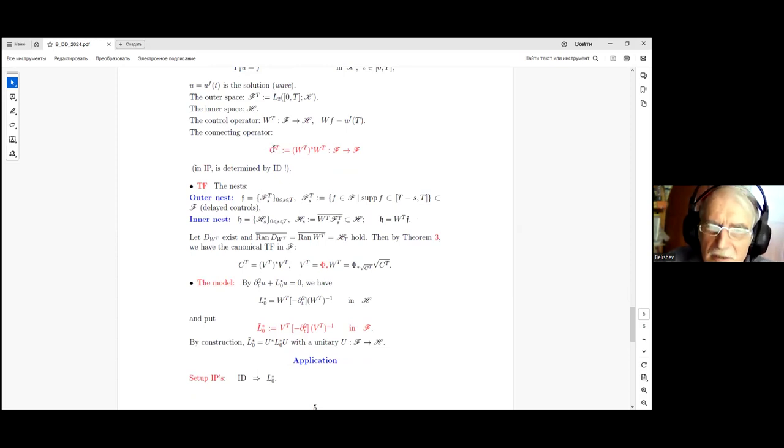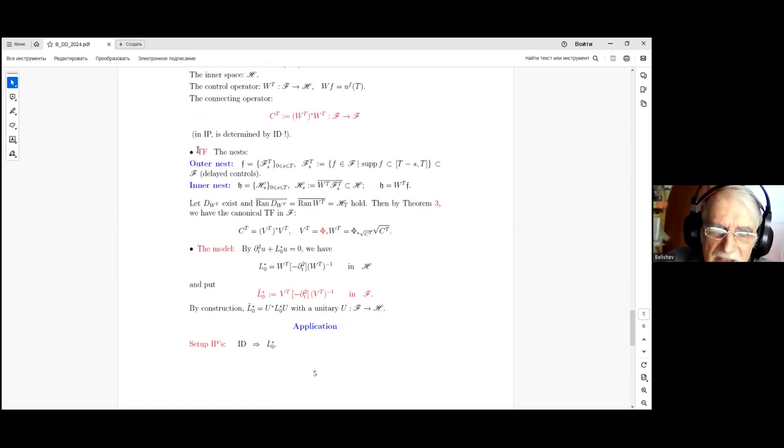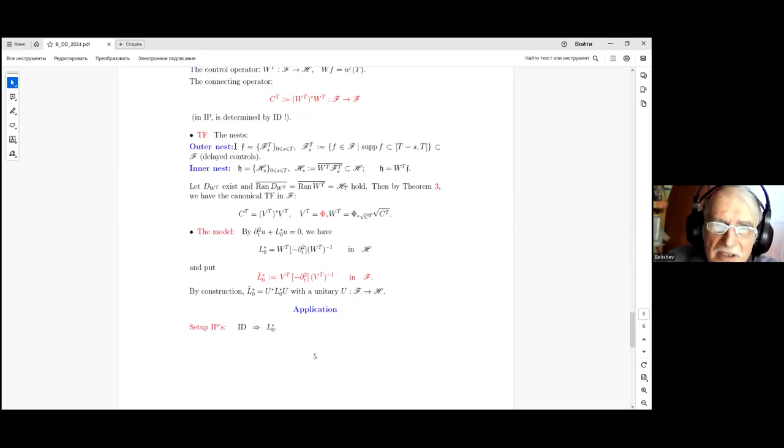It is the principal ingredient of the boundary control method, and of our approach to inverse problems. And now let us recognize what the corresponding factorization problem is. In the outer space, there is a nest of delayed controls, a family of delayed controls. Okay, it's clear. And the corresponding nest, once again, this W induces the nest in the space of states, in the inner space, in this way.